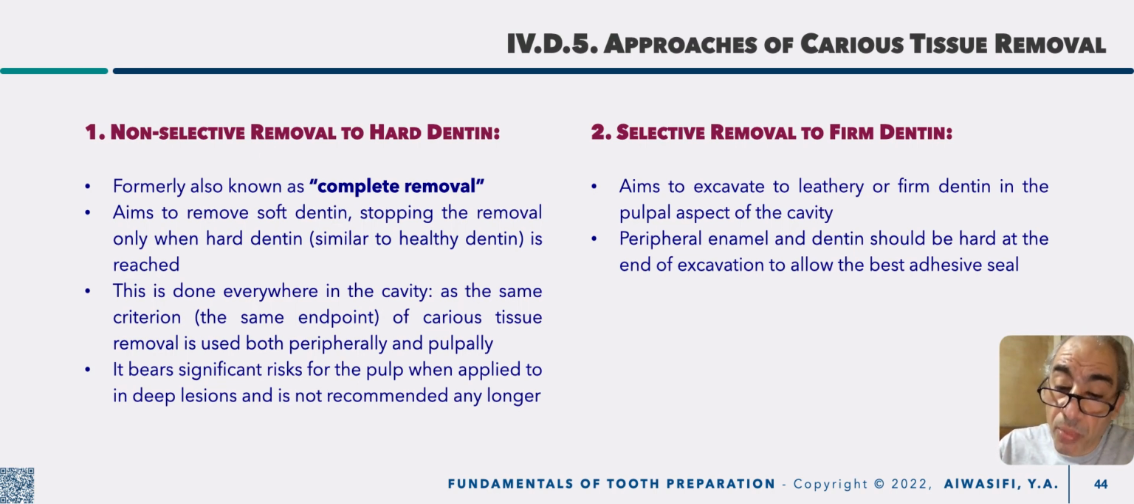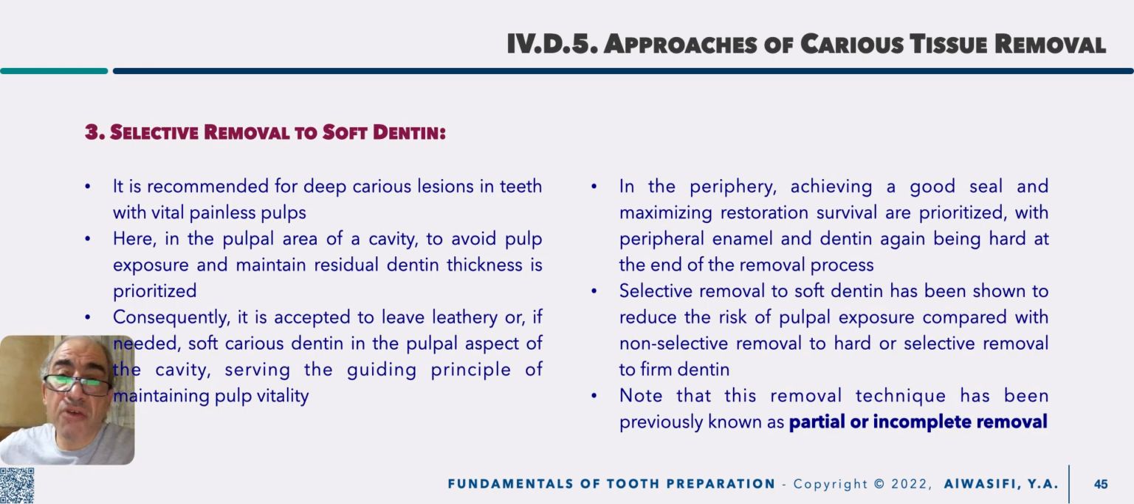But what is the approach if you couldn't discriminate, diagnose or assess whether your dentine is an affected layer or an infected layer? This means that you selectively remove until you reach soft dentine near to the pulp and avoid pulp exposure. This is called partial or incomplete removal.